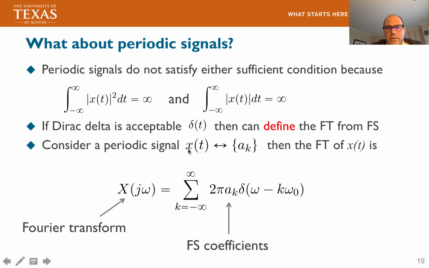So suppose I have a periodic signal with Fourier series coefficients a of k. Then the Fourier transform I define as X of j omega, which is the sum from minus infinity to infinity of 2 pi a sub k delta of omega minus k omega naught. So here are the Fourier series coefficients. 2 pi is a scaling factor we need just because we're working in radians. And then we get delta functions at multiples k times omega naught. This is what we would call the Fourier transform of a periodic signal. So you should definitely know this equation.